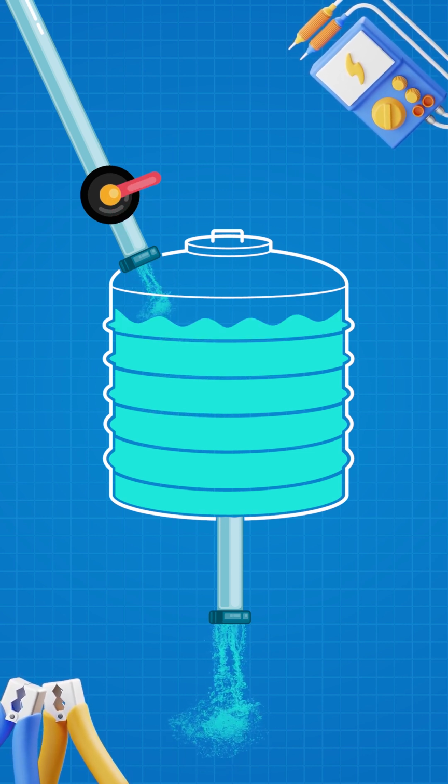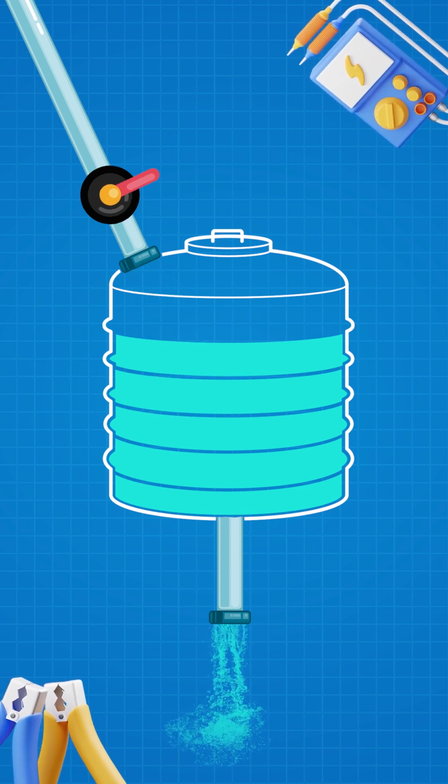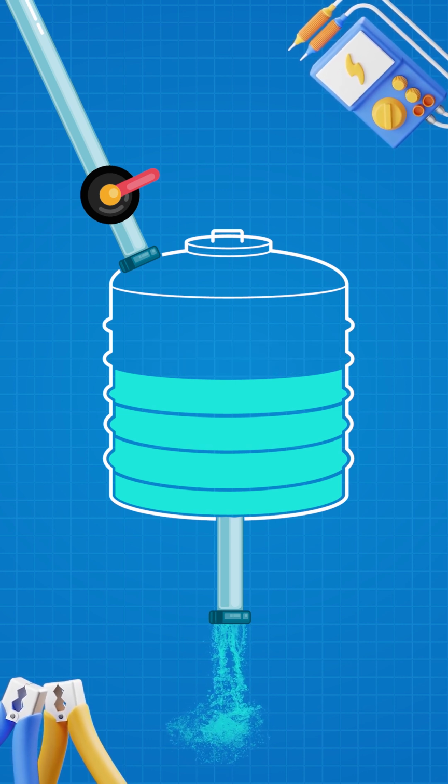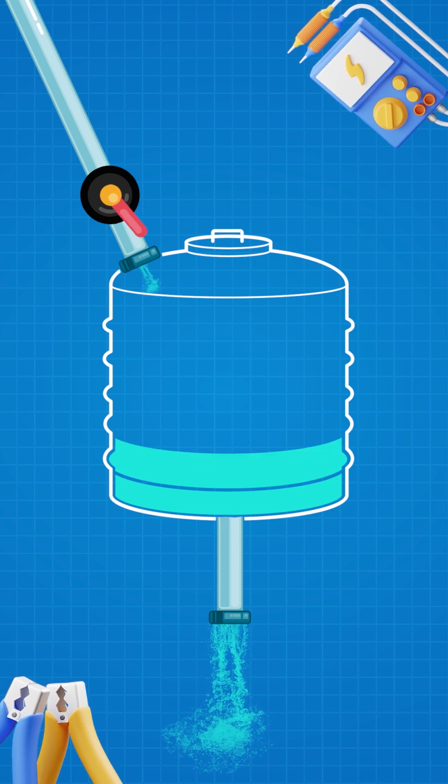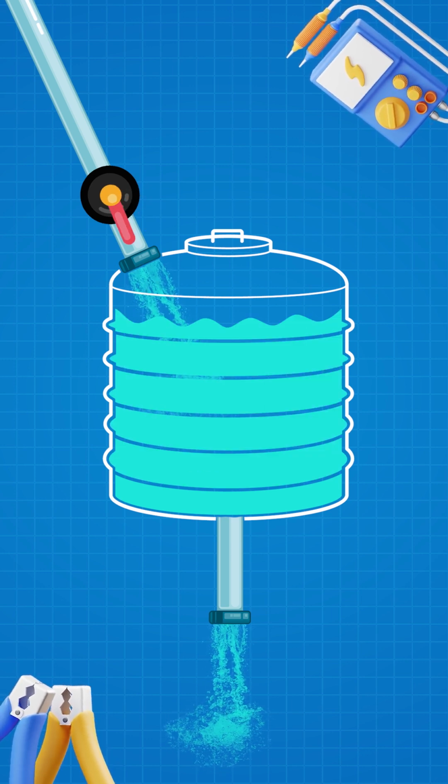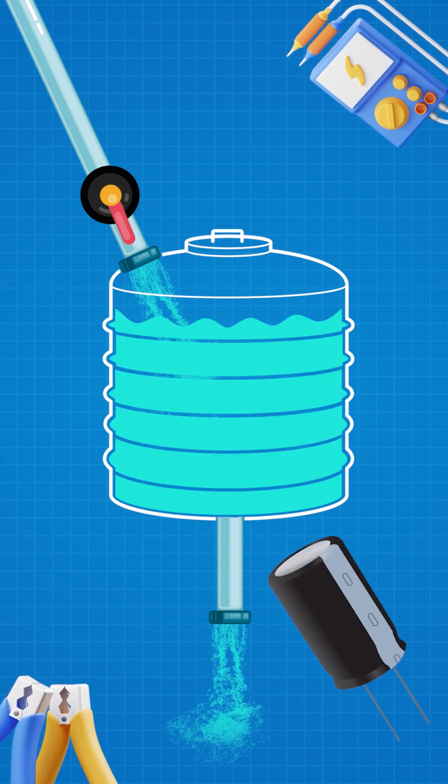If we close the valve, water will no longer pour into the tank, but we will continue to receive an uninterrupted supply of water at the end of the pipe as long as we do not completely empty the storage tank. In circuits, the capacitor acts as the water tank and stores energy.